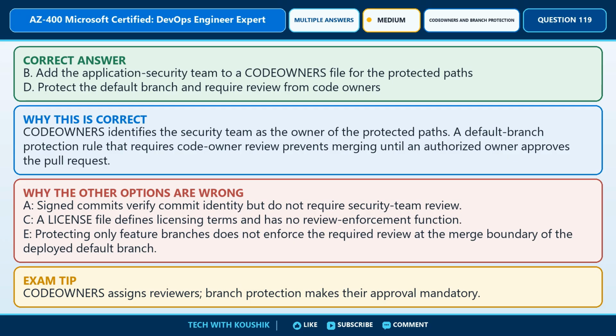Why are the other options not correct? A. Signed commits verify commit identity, but do not require security team review. C. A license file defines licensing terms and has no review enforcement function. E. Protecting only feature branches does not enforce the required review at the merge boundary of the deployed default branch. Exam tip. Code owners assigns reviewers. Branch protection makes their approval mandatory.